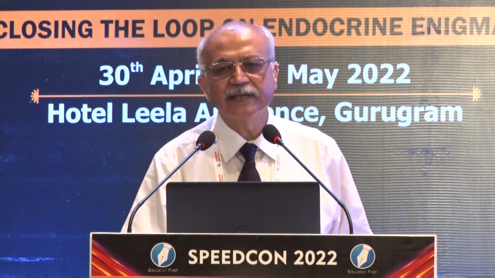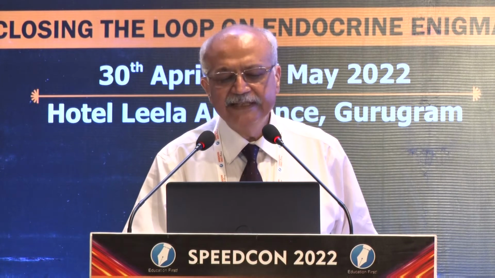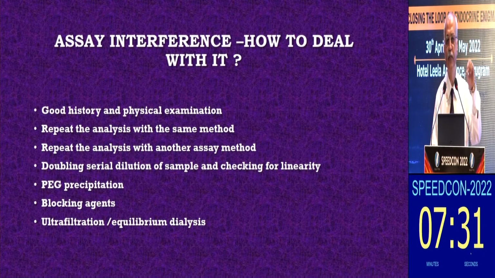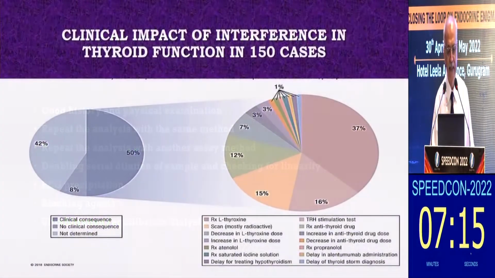So, to summarize the assay interference business, you take a good history and physical examination, and repeat the analysis with the same method, because sometimes wrong pipetting and other errors can occur in the lab. Then repeat the analysis with another assay method which does not use the same antibodies. Then another method is that you take the sample and do serial dilution of the sample, checking for linearity, and do PEG precipitation, blocking agents, ultrafiltration, and equilibrium dialysis. These are the various methods.